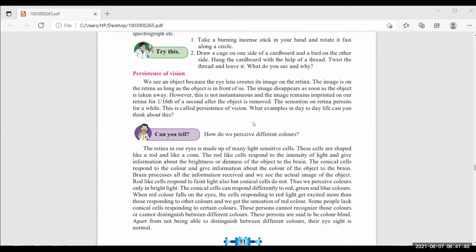Persistence of vision. This is called the persistence of vision.